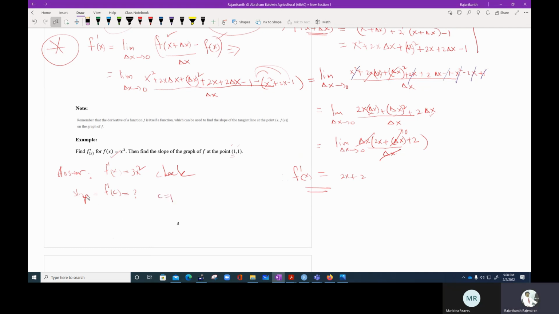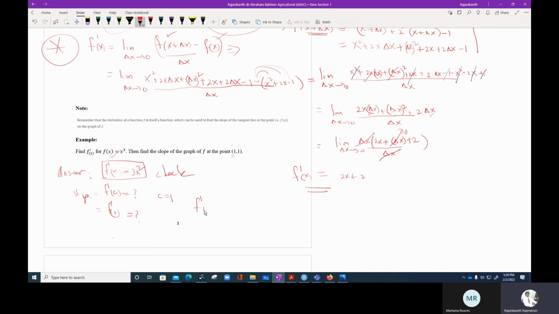Okay? That means they are simply asking you to find the slope of f at the point 1. So you need to find f prime 1. You know f prime x, but you need f prime 1. Simply plug in 1 here. If you plug in 1 in your derivative answer, you will get the slope at 1, right?